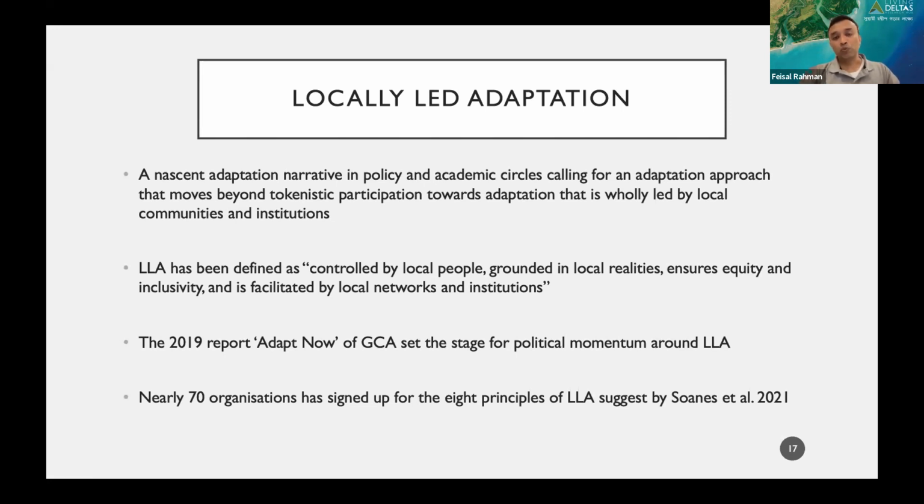So really, it needs to be seen how local-led adaptation as well as community-based adaptation, as an approach towards adapting to climate change, addresses some of these challenges, such as the power relations gap, as well as enhancing the adaptive capacity of communities that are at risk. So with that, I'd like to thank you all again for giving me the opportunity to present our slides.